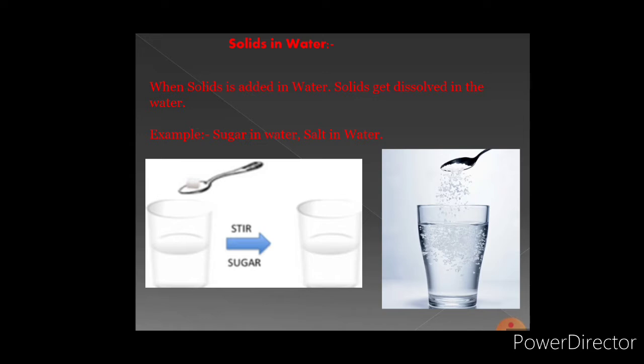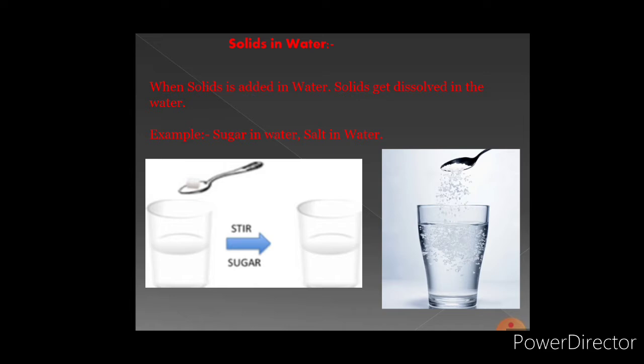In the last class, you learned about matter and the three states of matter, how the molecules are arranged in the three states of matter, and how the states of matter change from one state to another. That is all completed. And today we are going to learn more about solids, liquids and gases, and how they behave when they are mixed up in water.